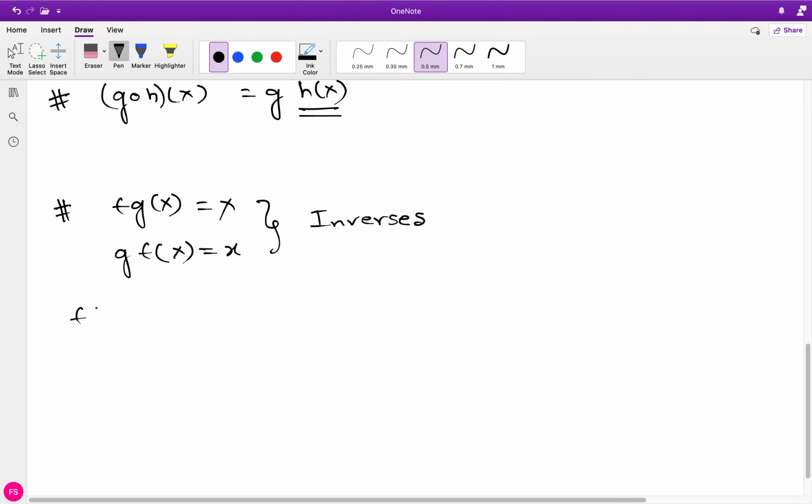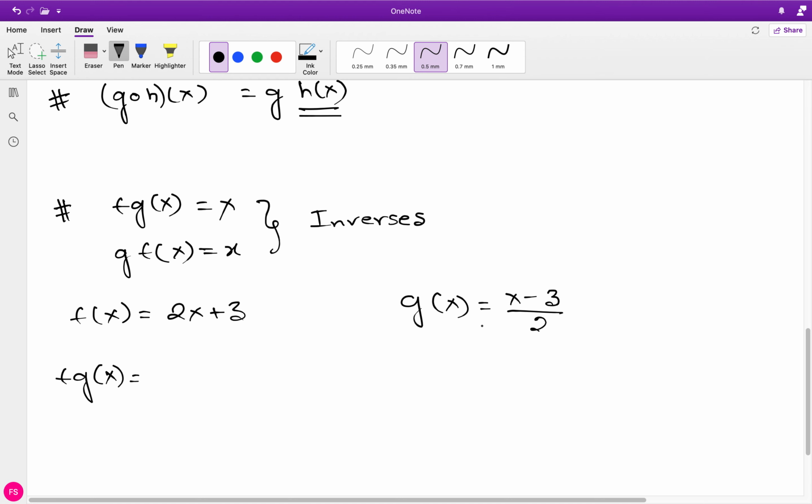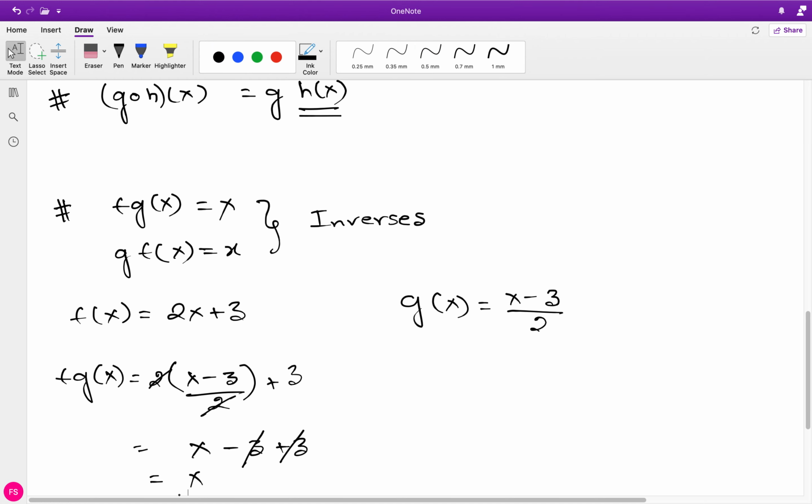Let's say you have f of x equals 2x plus 3 and g of x equals x minus 3 over 2, and you can find f of g of x by substituting this inside that. So I'm going to write 2, and instead of x, I'm going to write x minus 3 over 2, and then you have the 3 outside. So you have 2 over here, you have 2 over there, you can cancel the 2's out. As a result, you will just have x minus 3 plus 3. And negative 3 plus 3 gets cancelled out, it just equals x.